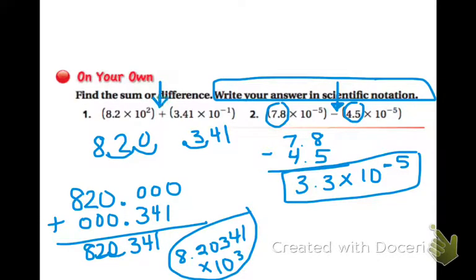So we won't have to worry about this as much for homework tonight. I'm not going to make it too crazy on you. So 7.8 minus the 4.5. The only thing you may have to do is put it into the right shape. Remember, this first decimal number has to be greater than 1 but less than 10.